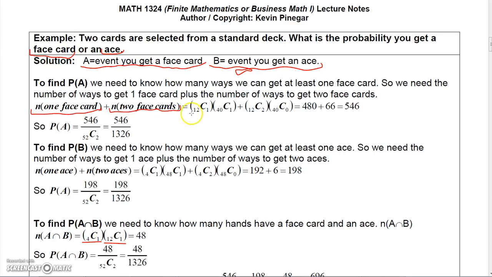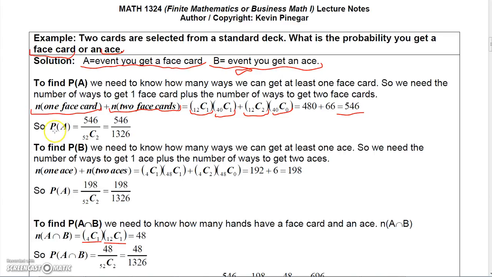The number of ways to get 1 face card would be out of the 12 face cards choose 1, and then out of the 40 other cards choose 1, and that represents all the ways to get 1 face card. And then to get 2 face cards, I would take 12 face cards choose 2, and out of 40 non-face cards choose none. Actually you don't have to write this if you don't want to, it's just 1. But anyway, that comes up to 480 plus 66, which is 546. So that's the number of ways for A.